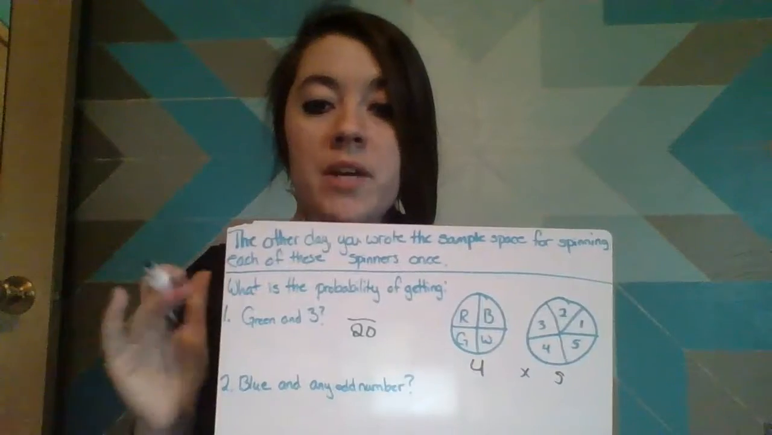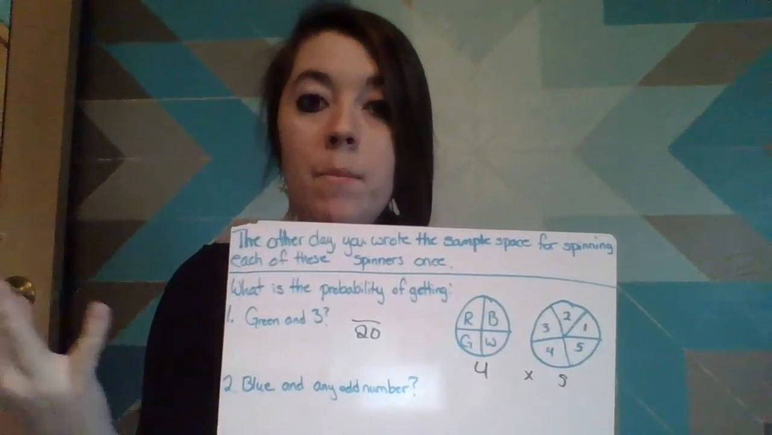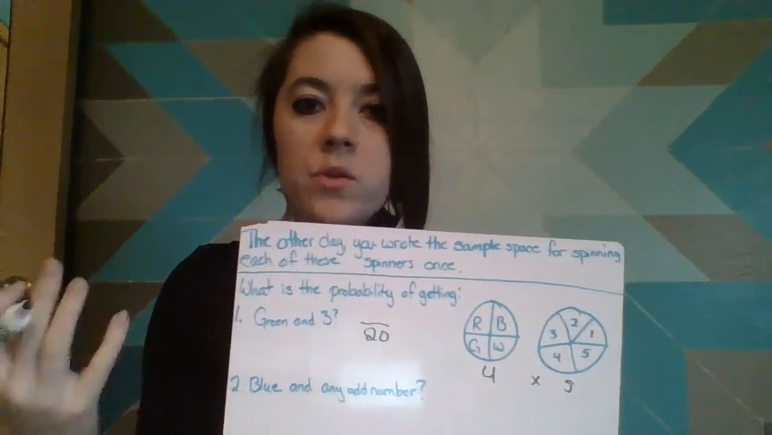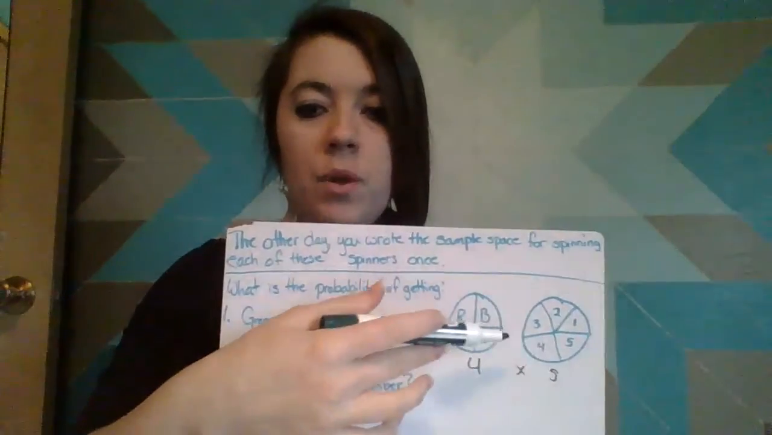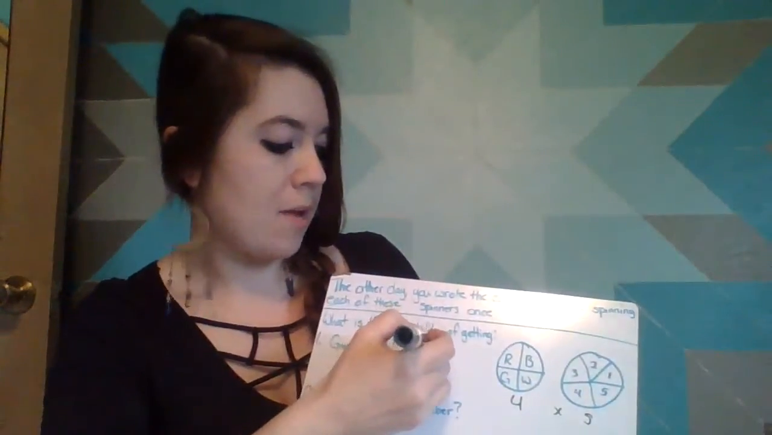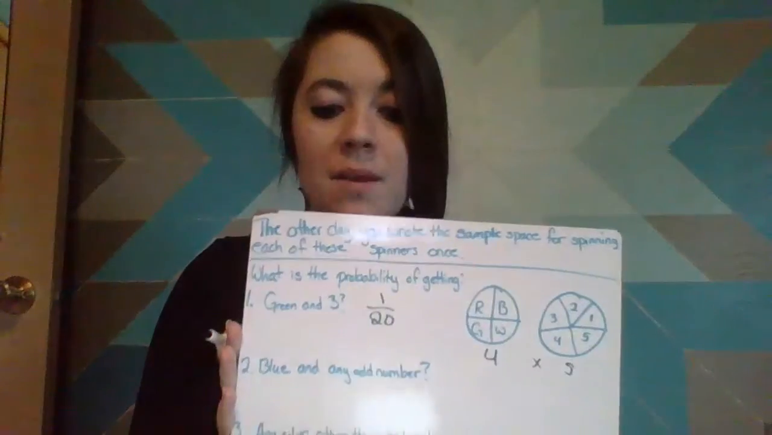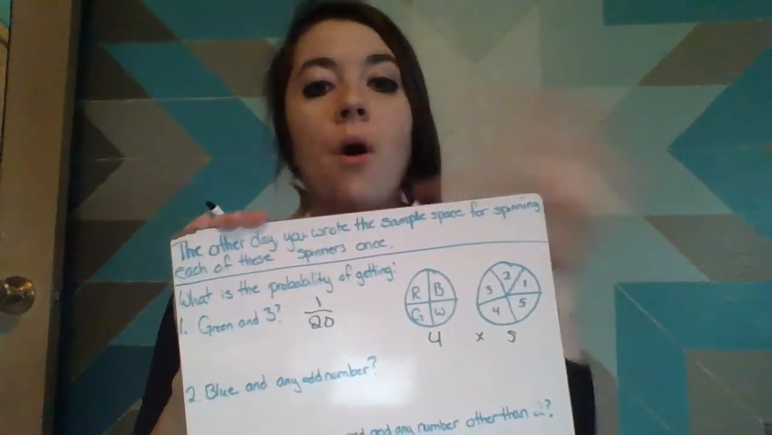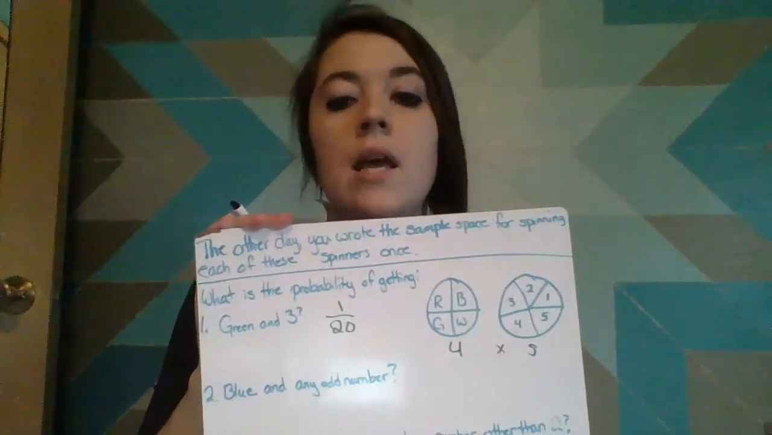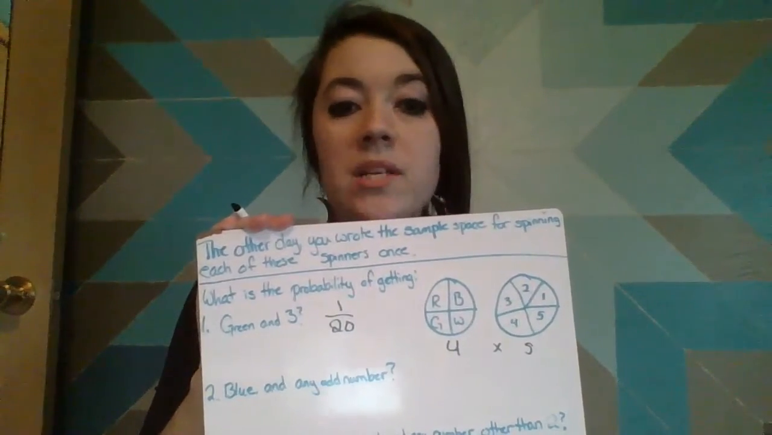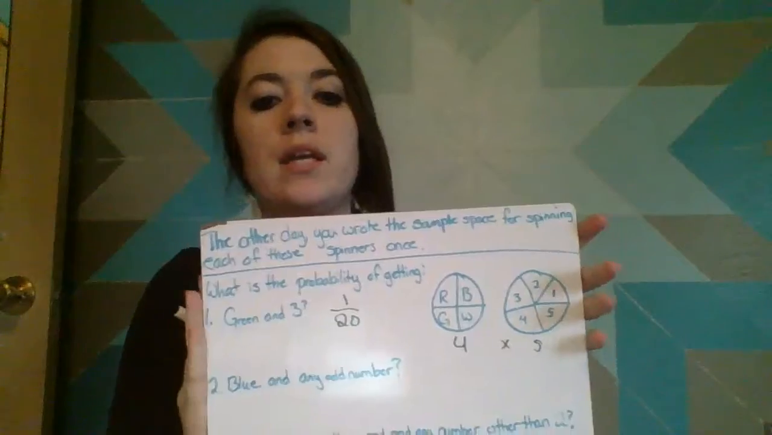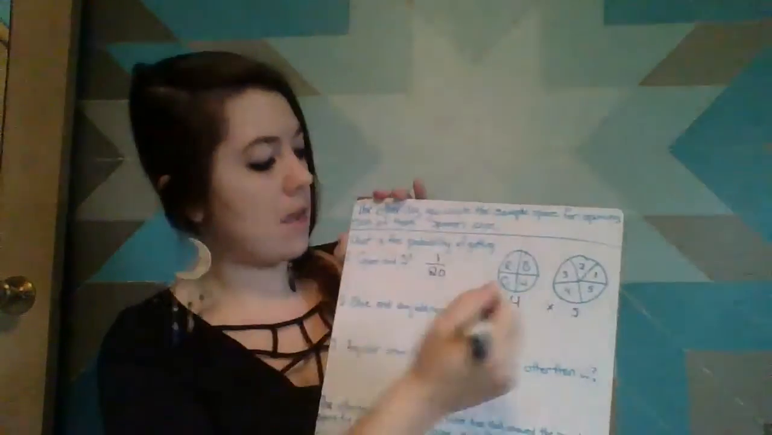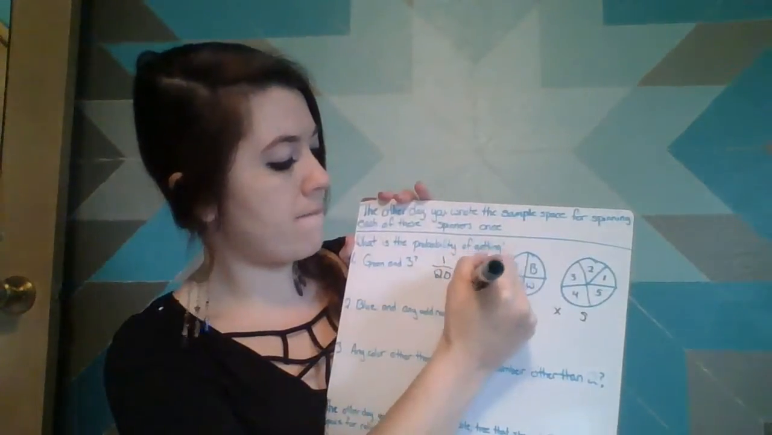And how many times are we going to have a green and a 3 both happen on this? Well, that's only going to happen once. We only have one green. We only have one 3. So it's a 1 out of 20 probability. There's only one outcome out of all of that. If we list out all the outcomes, there's only one that fits both the green and 3. So it's a 5% probability. So 1 out of 20 or 5%.